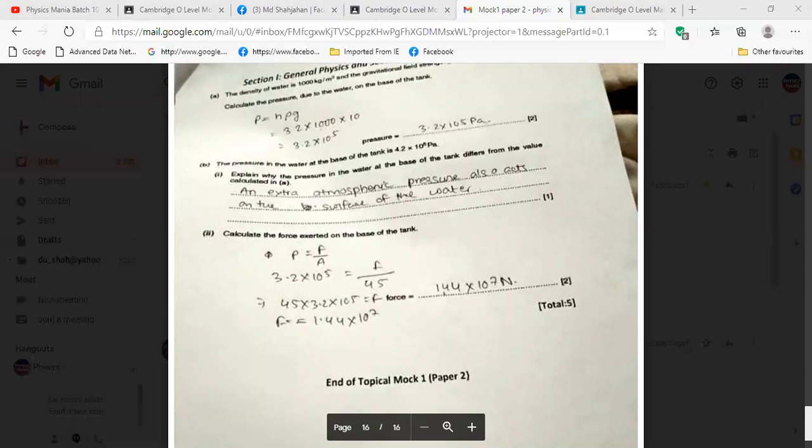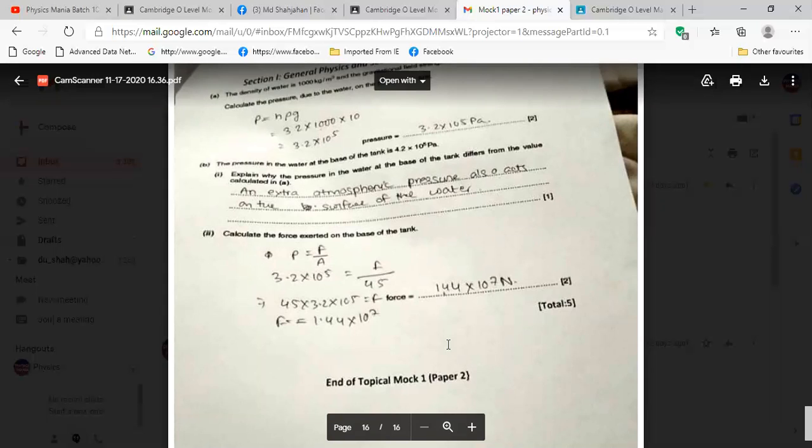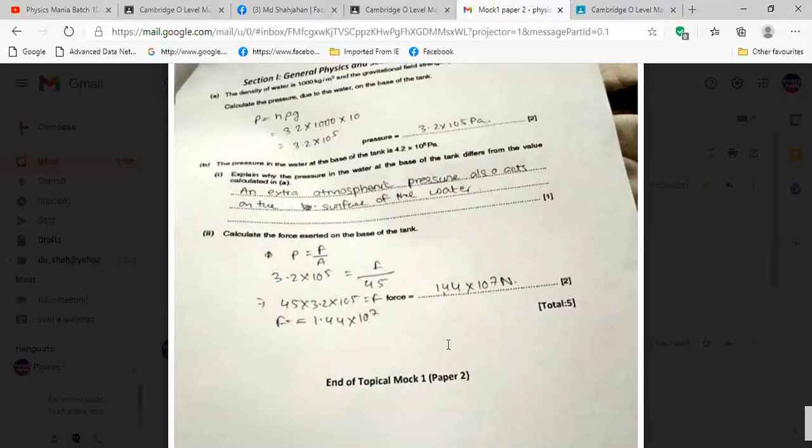1.89 into 10 to the power 7. Yes, 1 point. 1.89 into 10 to the power 7. Correct, correct. So you write here minus 1.